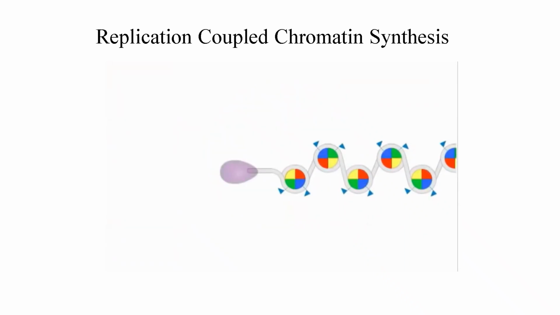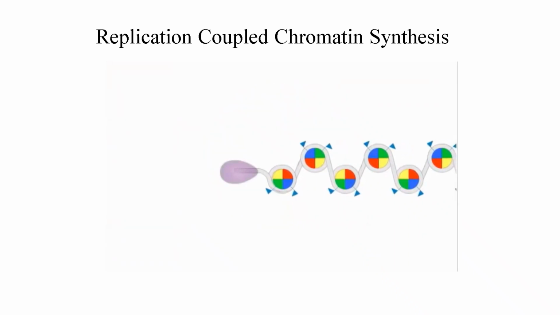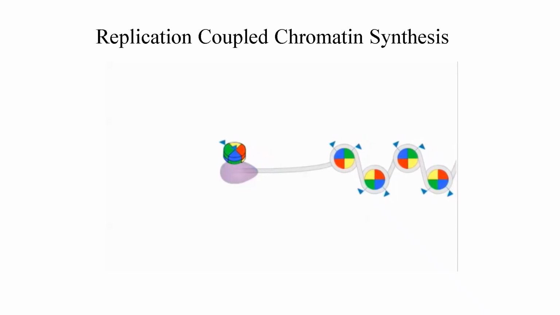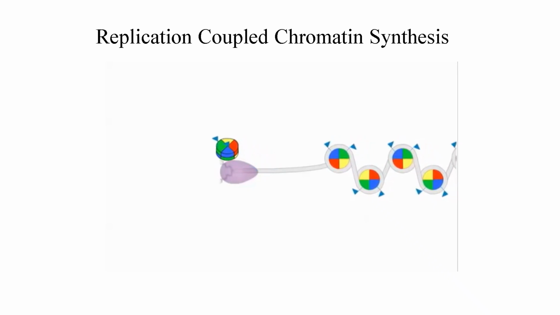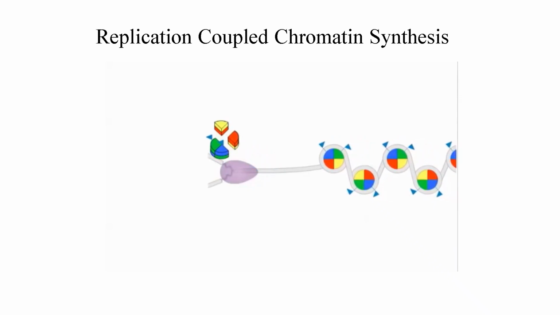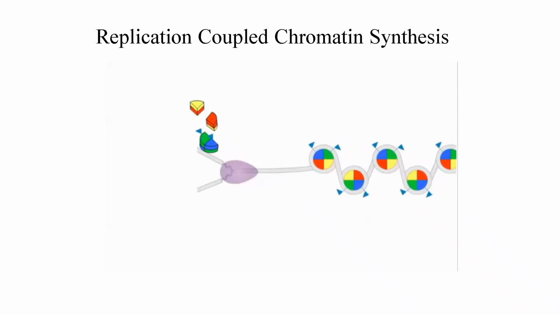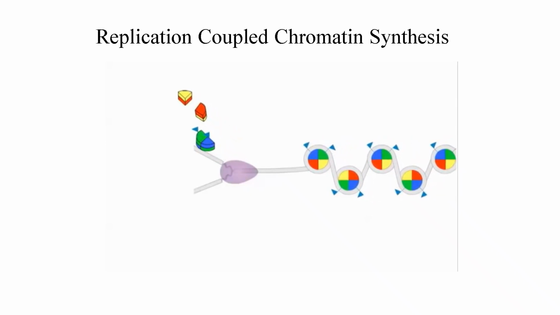Each time the cell divides, the DNA must be duplicated. After the DNA is copied, the 2 daughter strands are rapidly reassembled into nucleosomes. The old histones are carefully distributed between the 2 new DNA strands, and new histones are brought in to fill in the gaps.